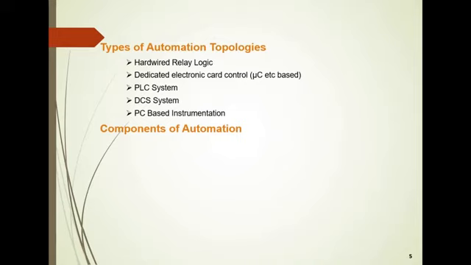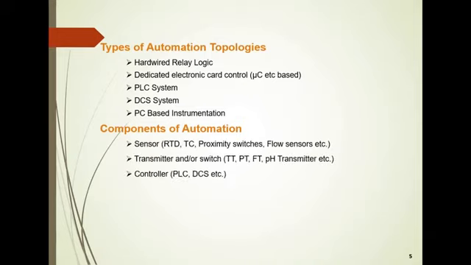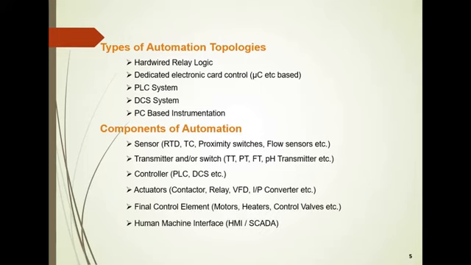Now, components of automation, that means how many components are used in an automation system. Here is a complete and brief idea about the components of automation. Here you can see the first one is a sensor, transmitter, controller, actuators, final control elements, human machine interface, panels, wiring and cabling. All these are the components of automation.